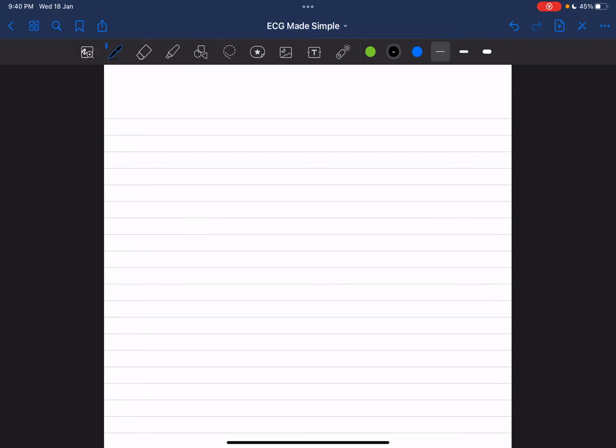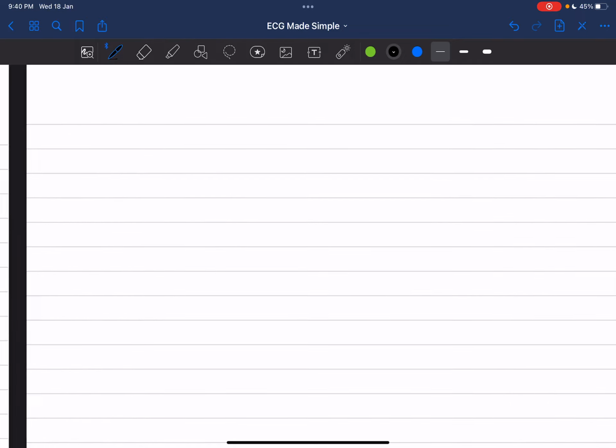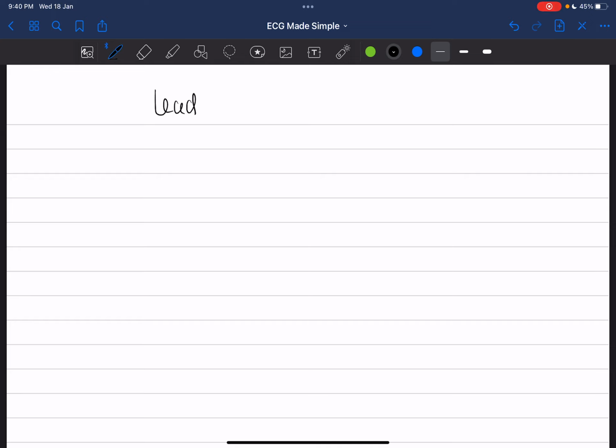Okay, now coming into the second topic, the lead systems. One of the most confusing and one of the most feared topics of reading ECG. Most of us, when we start seeing these videos and trying to read ECGs, wonder: what are these leads 1, 2, 3? What is this V1, V2, V3? This is one of the most confusing parts of ECG.